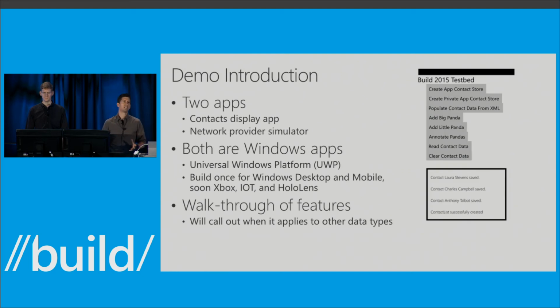Sounds fancy. All that means is it's writing contacts into the system that can then be read by other applications and show up in all the other experiences that rely on contacts. So that includes the People Hub, Outlook, Outlook Mail, the messaging app, Cortana, and all the other cases where we use this contact data across the system. Both of these are Windows apps. They're both built on the Universal Windows platform, which means that you can build once, and you can deploy and run them across all the family of Windows 10 devices, whether that's Windows Desktop and Mobile today, or soon Xbox, IoT, and HoloLens.